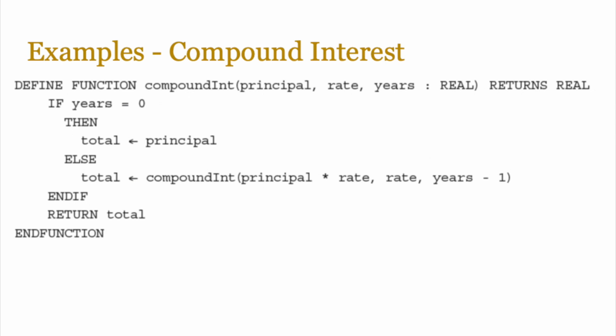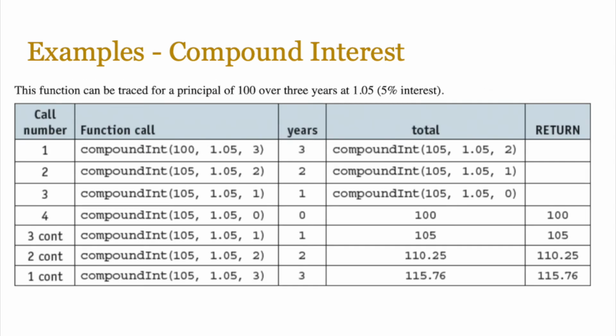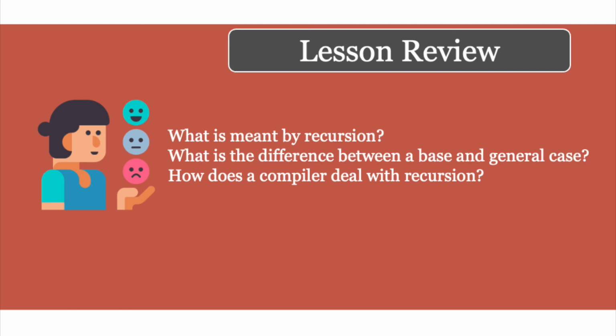You may use the values for the principal as 100 and the interest rate as 5%. So 1.05, for example, would be the value of the interest rate. And the time period could be 3 years as a starting point. Hopefully you got something like this as an example of your trace table. So do check it, and if you missed something, obviously go back and have a detailed look at the compound interest algorithm. That's the end of today's session.